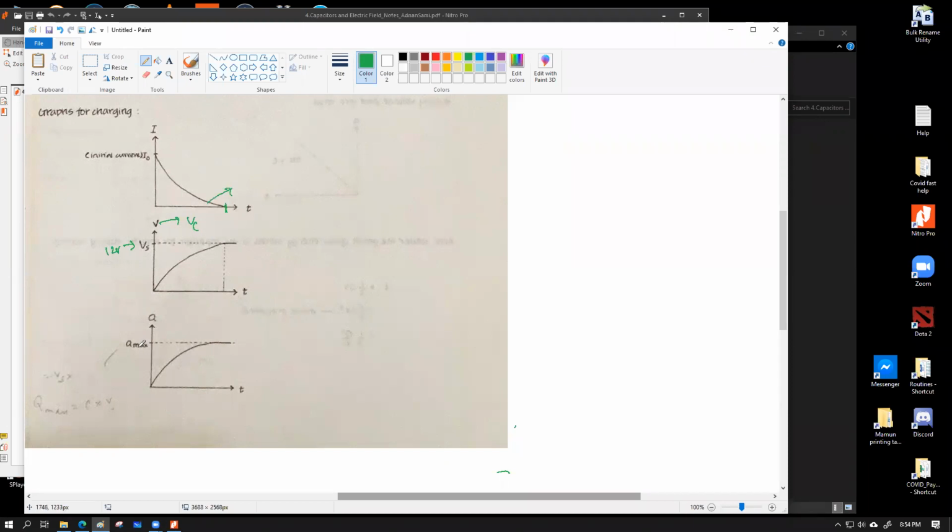As for the Qmax, where does this come from? Here an equation is written, see: Qmax equals C into Vs. I will tell you where this is coming from. This is what the definition of the capacitor gives, which is going to be shown in the next page, but I'm just covering this up over here. The definition of capacitance.